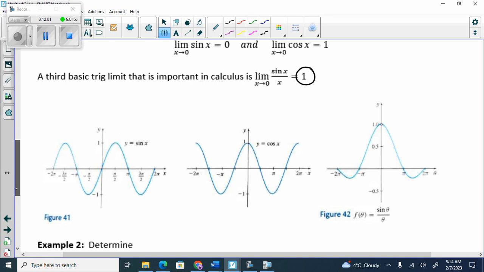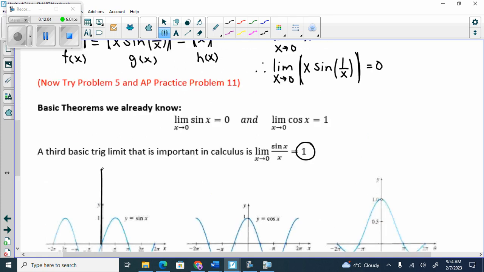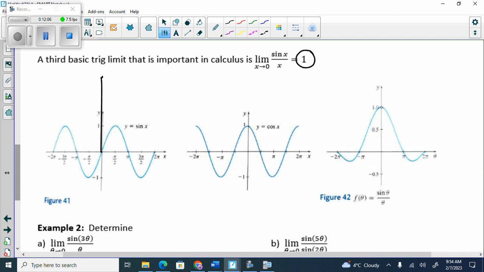So the sine x graph as I approach 0 is at 0. Cos x graph as I approach 0 is at 1. And then the sine theta over theta graph, it approaches 1 from the left, and it approaches 1 from the right. So it is limit as x goes to 0. Now, f of 0 doesn't exist on that graph, right? You're now sliding sideways. Okay.